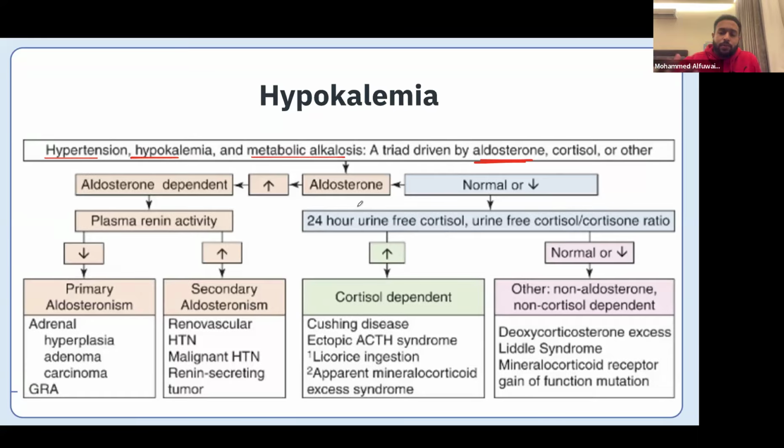Aldosterone will cause more potassium to be secreted. What will follow potassium? Hydrogen. So think metabolic alkalosis. And aldosterone will also cause more sodium and water retention, hence causing hypertension. That's basically hypokalemia for you guys. I don't think you need to know all of this. This will be described to you in detail in EndoRepro. But it's very simple and straightforward.